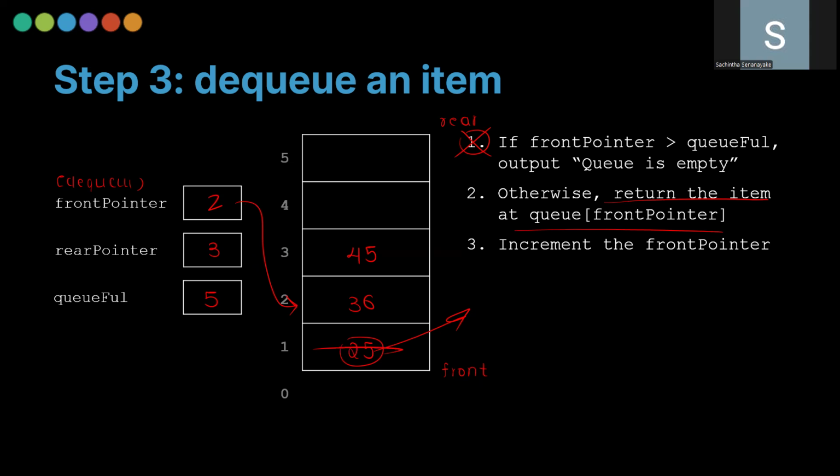Right, so again, we can keep doing this. We can keep returning items and incrementing the front pointer, right? And you'll realize that this keeps going. And of course, the way we realize that we have no more items to remove is when the front pointer is greater than queue full. If the front pointer is greater than queue full, then we know that the queue is empty. Otherwise, we can keep removing or dequeuing items until the entire queue is empty.